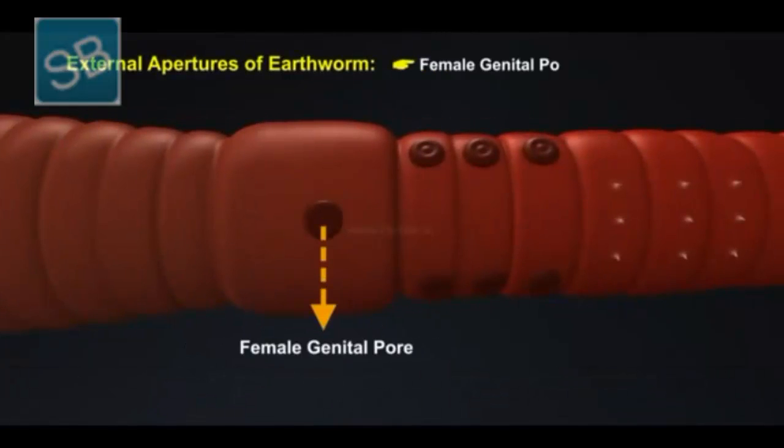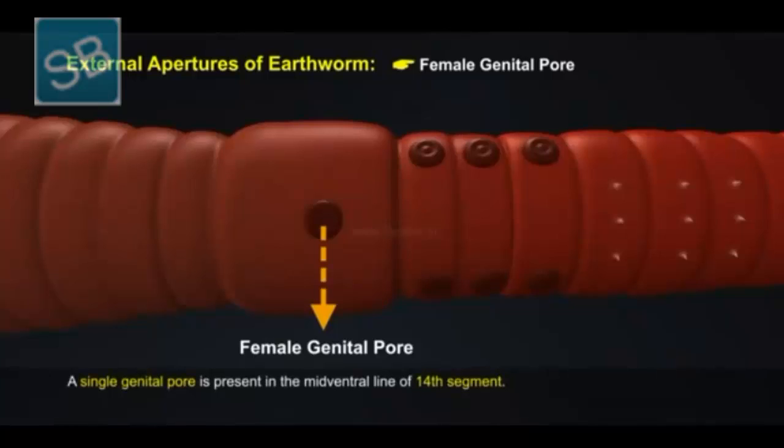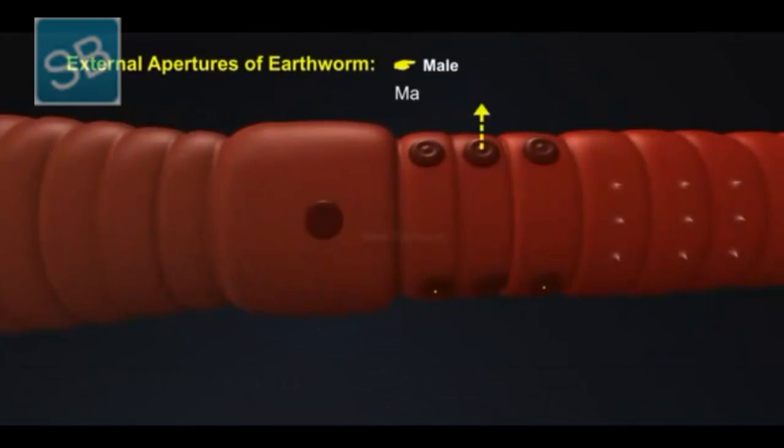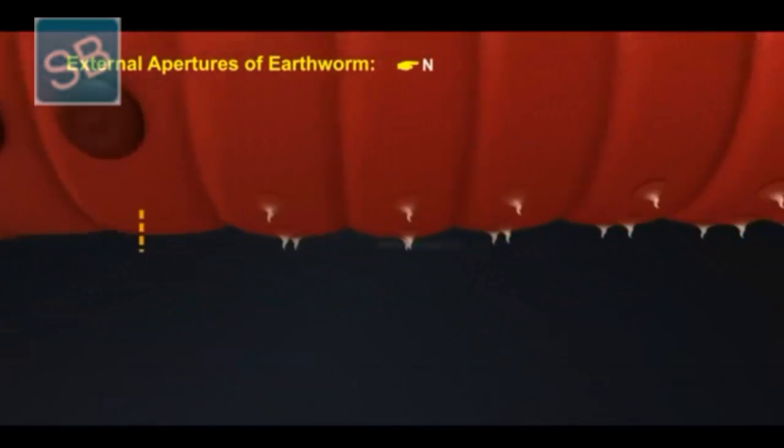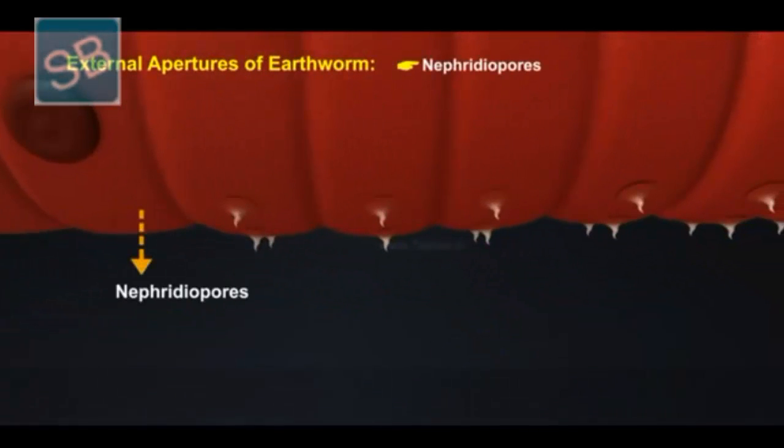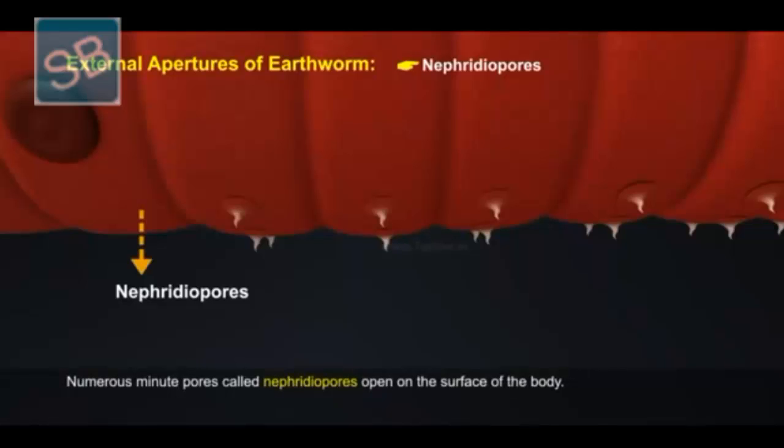Then comes the female genital pore. A single genital pore is present in the mid-ventral line of the 14th segment. Then comes the male genital pore. A pair of male genital pores are present on the ventrolateral side of the 18th segment. Then comes nephridiopores. Numerous minute pores called nephridiopores open on the surface of the body.